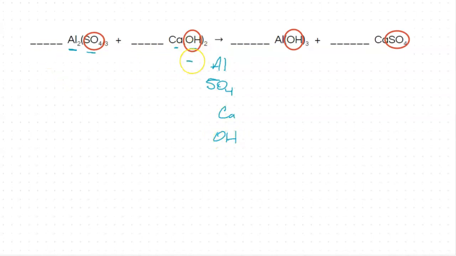I have two aluminum on the left. I only have one on the right. This 3 that sits outside of this circle, or outside of my parentheses, tells me that I have 3 of the sulfates.